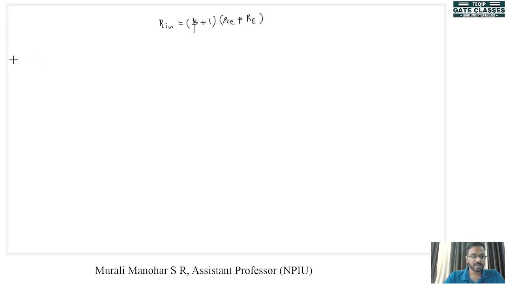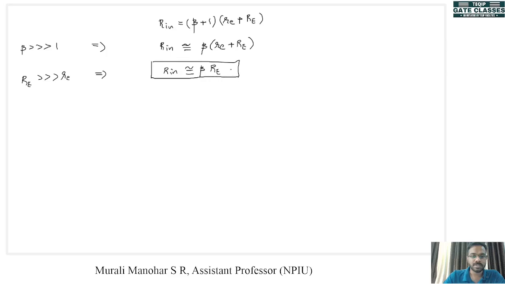Now we can make an approximation here. That approximation is, since beta is very much greater than 1, beta plus 1 will be equal to beta. So that will give Rin approximately equal to beta into re plus Re. Now we also know that the value of Re is very much greater than the value of re. That means Rin is now approximately equal to beta times Re. So we can use these approximations to solve our problems. It will not change the values much.